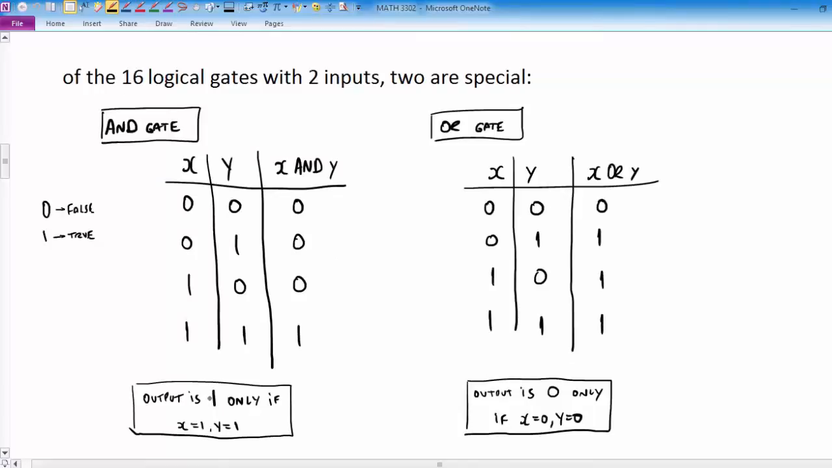Now, if you do want a formula or a rule that will define the output, for example, this logical gate AND, then you can say that the output is 1 only if x is 1 and y is 1. Otherwise, the output will be 0. That's one way to describe the function. Here's a way to describe the OR gate. The output is 0 only if x is 0 and y is 0. Otherwise, the output will be 1.